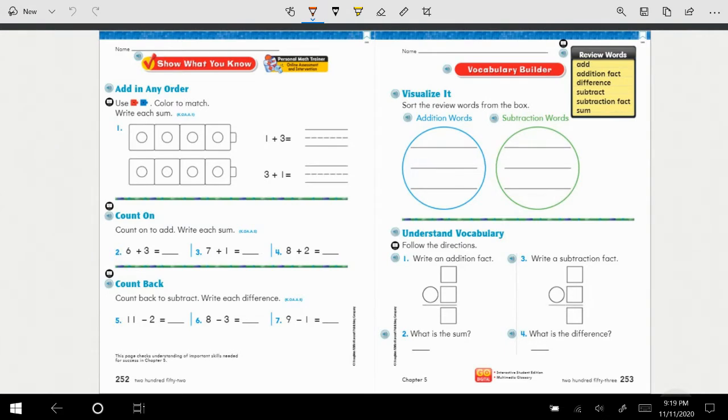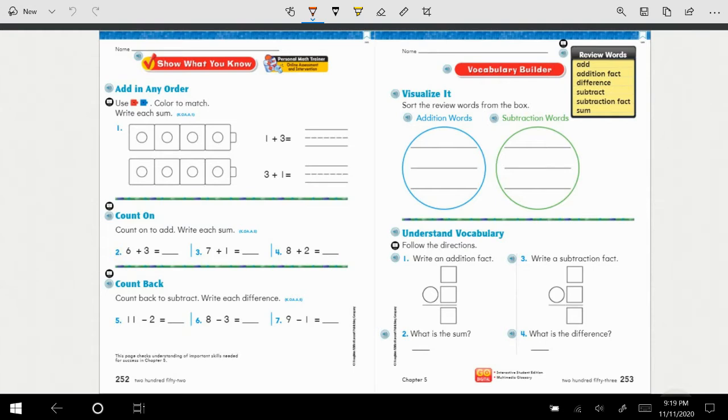Okay, switch to your crayon. As soon as you are ready, if you need to pause for more time, then do. But if we're ready, let's continue, okay? So number 1, we want to show 1 plus 3 first.